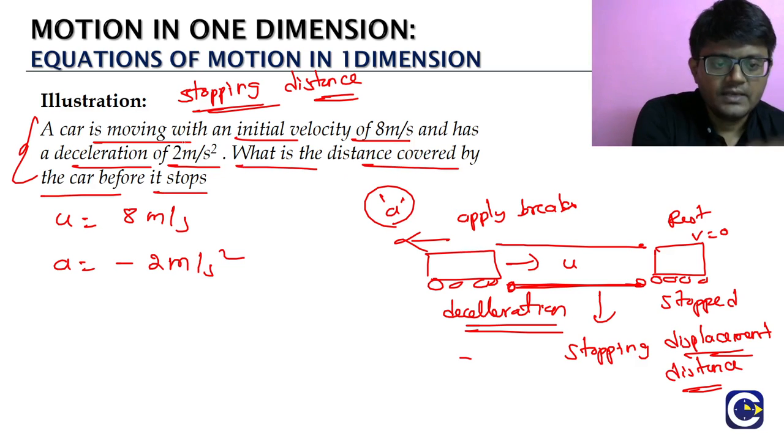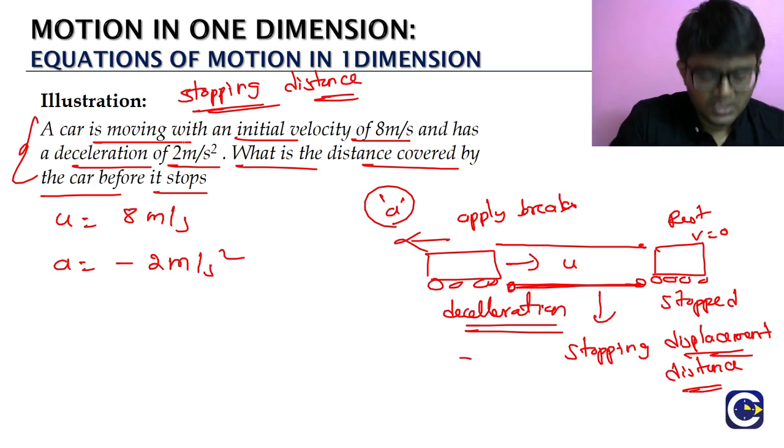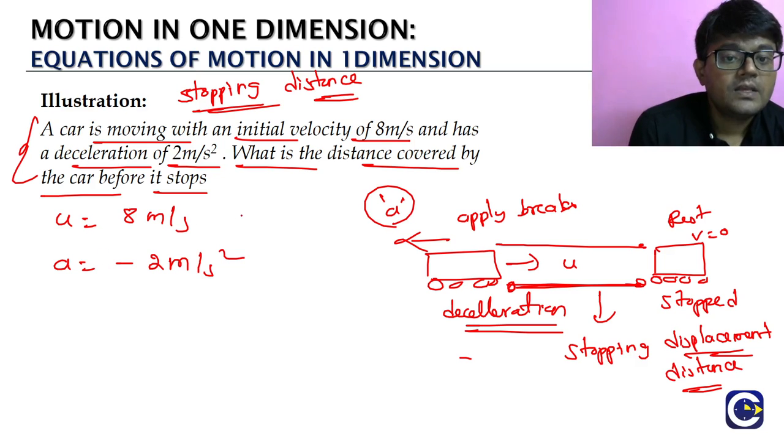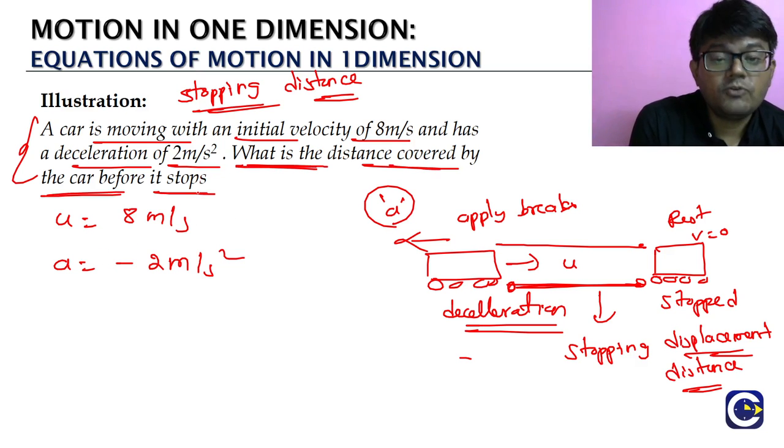Here we are generally saying that brakes are applied, but the deceleration in the car can be created by different reasons also. Maybe there is a lot of sand. If you are trying to drive the car in sand, you will get decelerated like that. But generally what is the reason for the deceleration of the car? It is the applying of the brakes. So what is it that we are trying to find? What is the distance covered by the car before it stops?